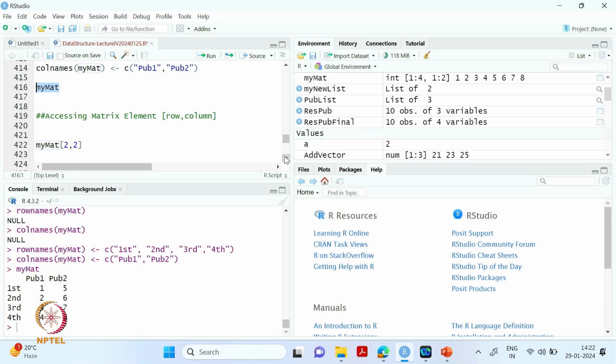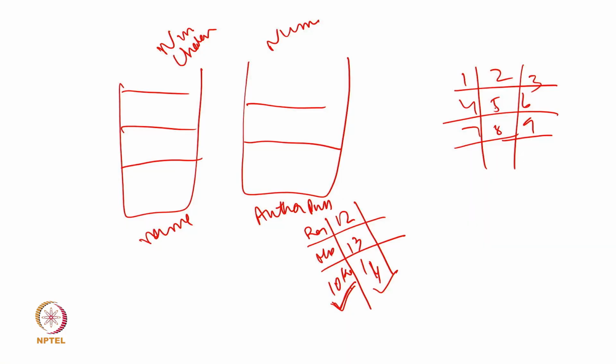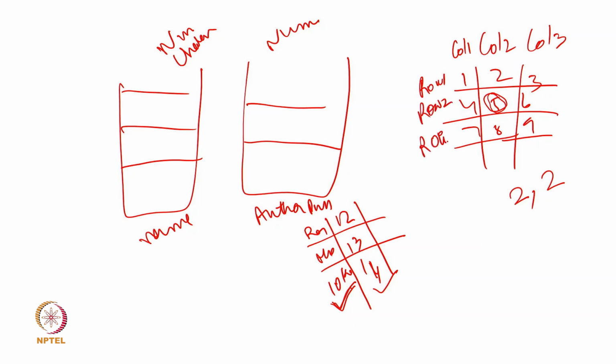Now if you want to access a particular element of a matrix, you have to mention the row number and the column number. Say, for example, this is a matrix and you want to access the value 5. This is column 1, column 2, column 3, and this is row 1, row 2, row 3.